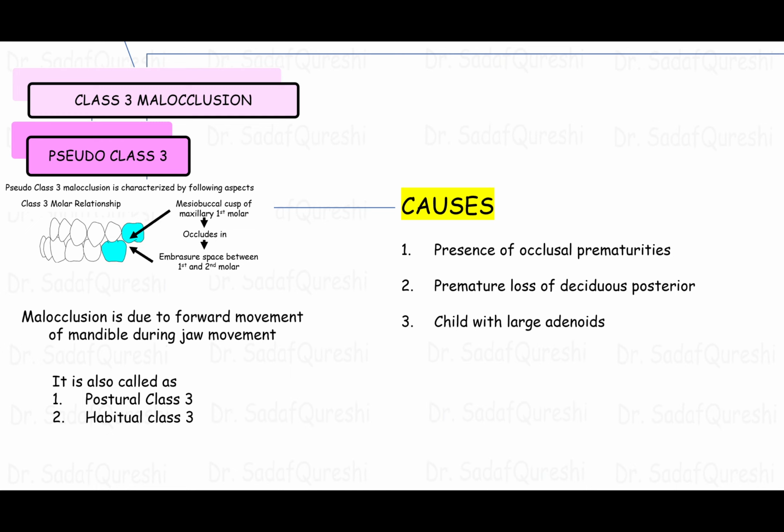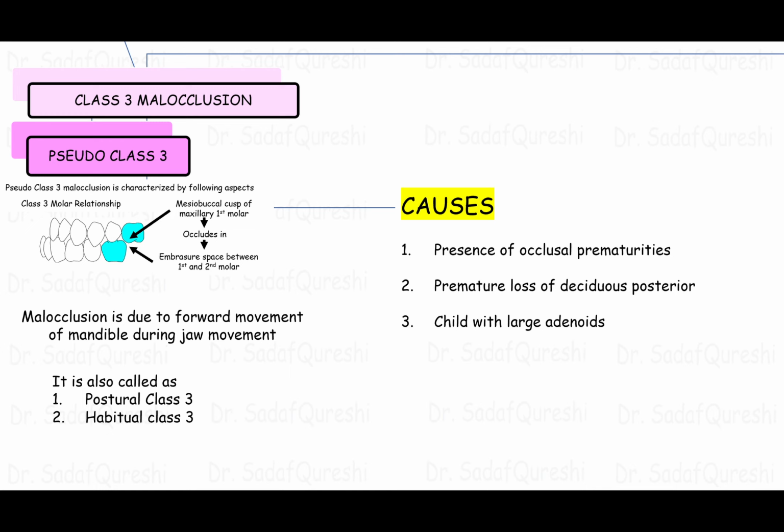Or whenever there is a child with large adenoids, that may cause pseudo class 3 malocclusion, because the child prevents contact of the adenoids with the tongue, so he gives the tongue a lower position that moves the mandible forward during closing, and that results in pseudo class 3 malocclusion.